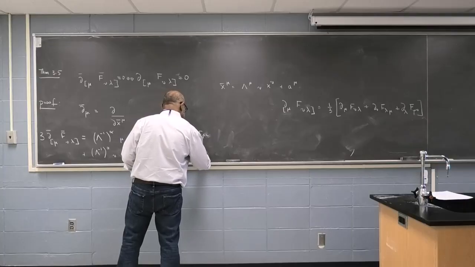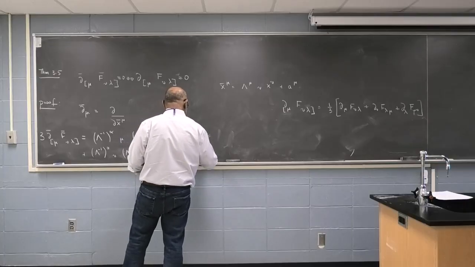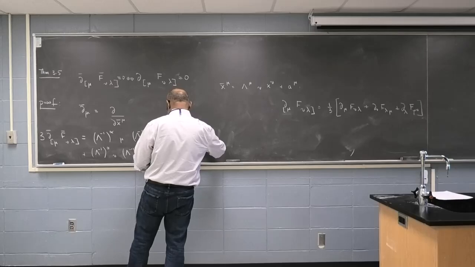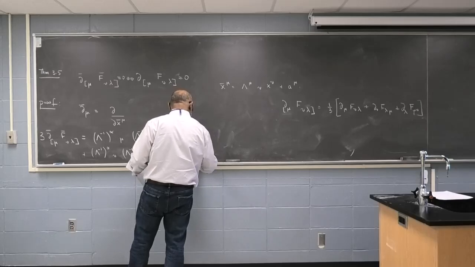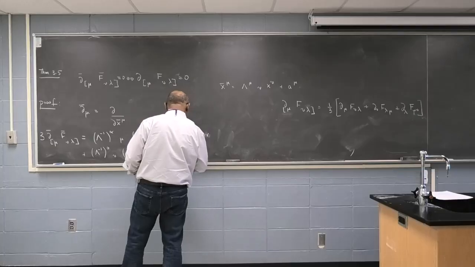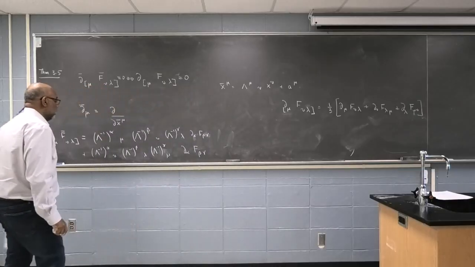Wait, shouldn't it be gamma? Gamma, beta, gamma, beta, gamma. Yeah. Alpha, beta, gamma. Good. There's so many indices. Beta, gamma. Plus one more term, correct?